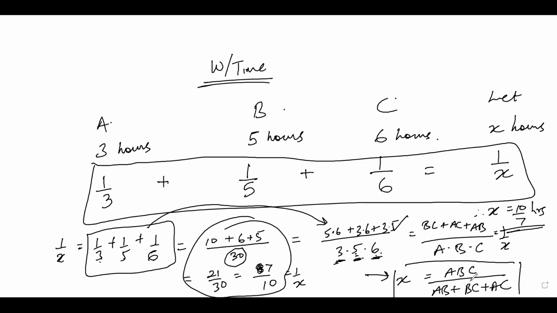So, any guess what it would be if there were only two people working? Let's say same task, A takes 3 hours, B takes 5 hours. And together they would take how much time? So together A and B would take X hours. Then how do you find the expression?